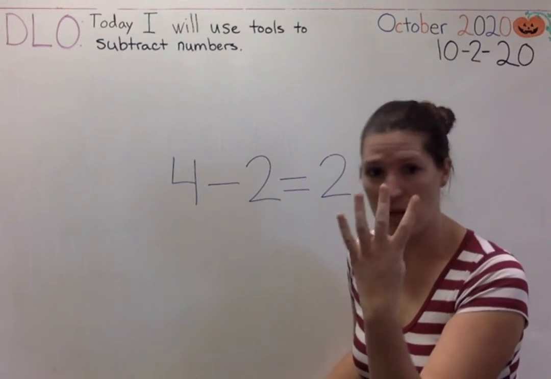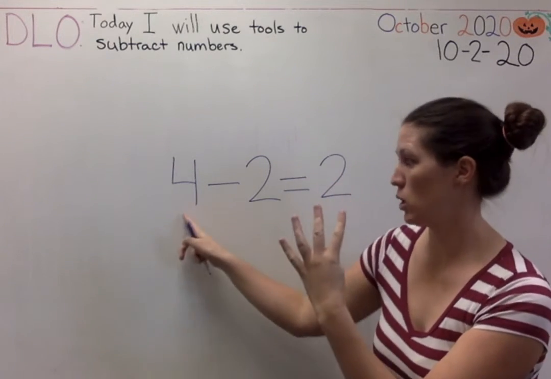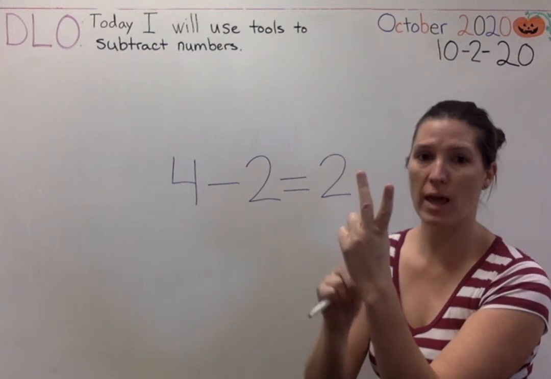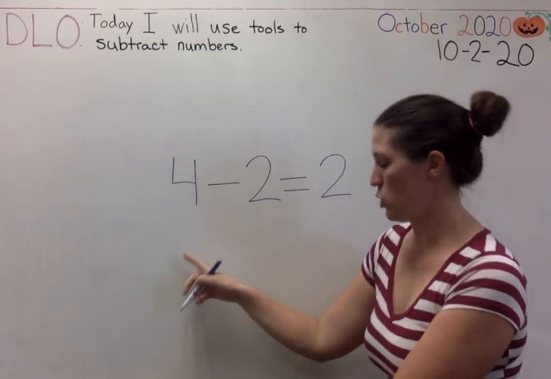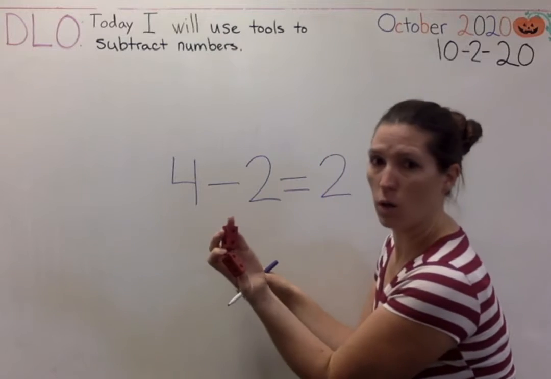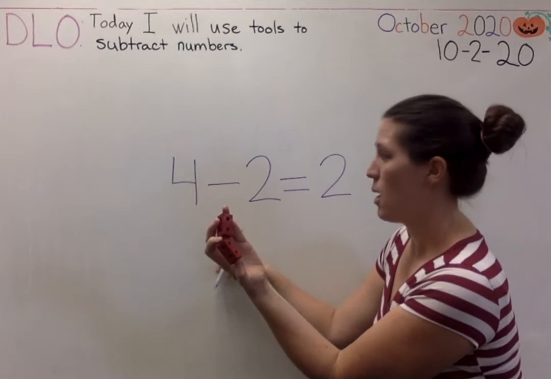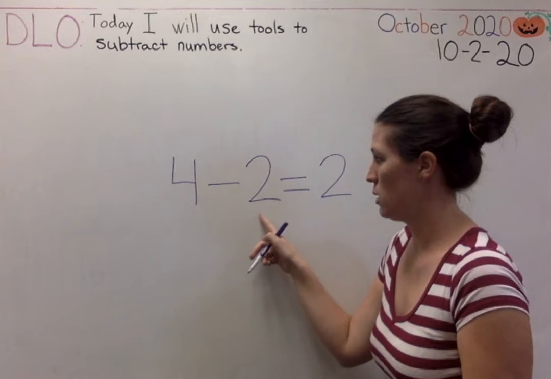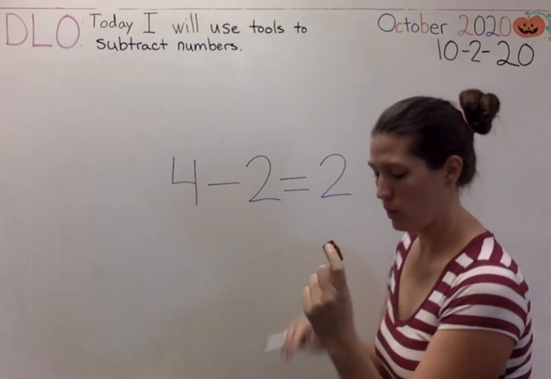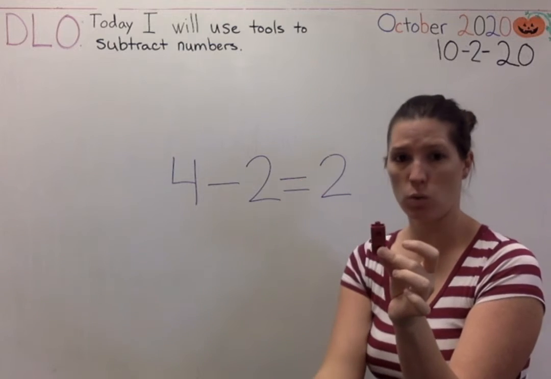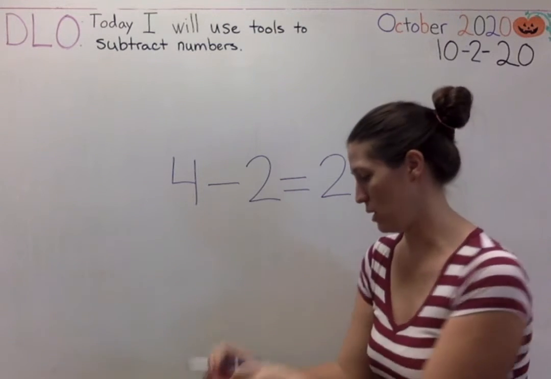If I had my fingers, I had 4 cubes. I took 2 away. How many are left? 1, 2. Let's read our equation. 4 minus 2 equals 2. I had 4. I took 2 away. I have 2 left. That's my difference.